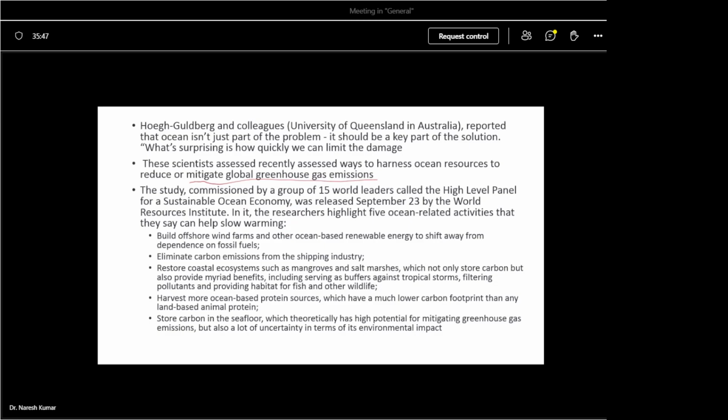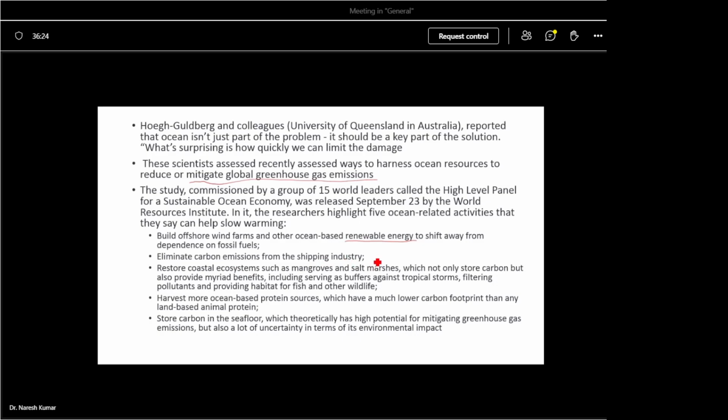So here, these researchers highlight 5 ocean-related activities that can slow or reverse the process of warming. These are the major points. One of them is to build offshore wind farms and other renewable energy. When we go for these ocean wind farms, obviously there will be some impact, but within this movement away from fossil fuel usage, that's a win-win. And then, number 2, eliminating carbon emission from the shipping industry.